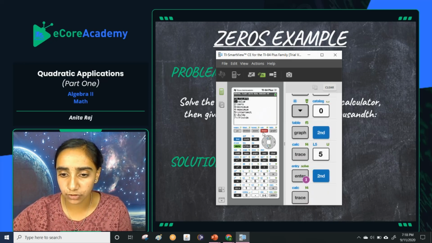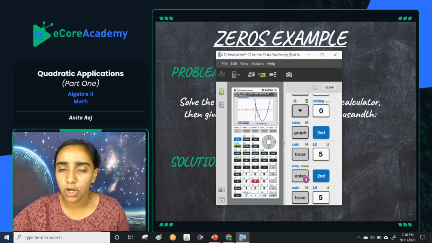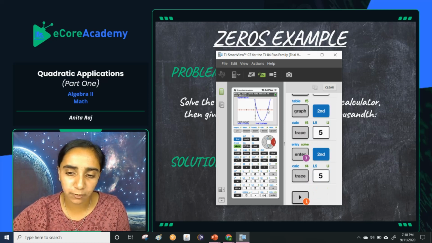Second, trace, and then 5 for intersect. And then you see how the cursor is blinking very close to this left intercept? Well, we've already found it. We're trying to find the one on the right. So use your right arrow and purposely move that cursor over to the right-hand side of your parabola until it's pretty close to your right-hand intercept, the one that you're trying to find.